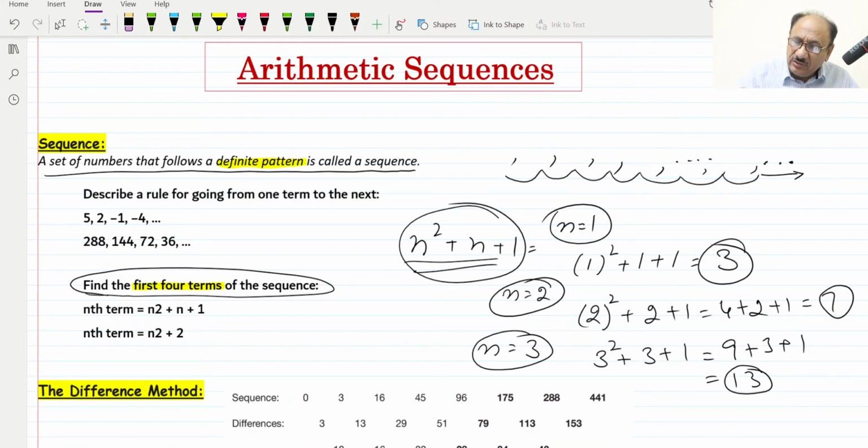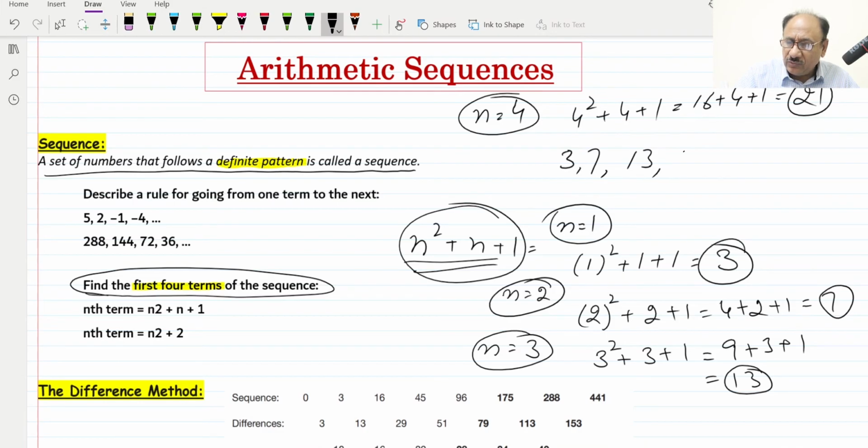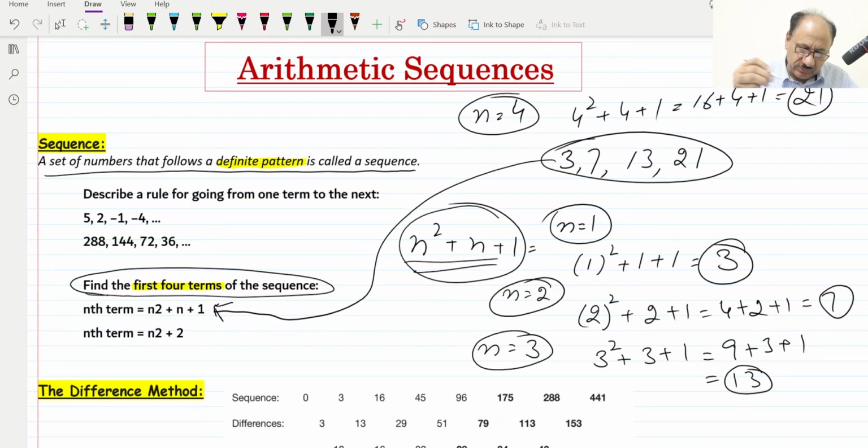After finding this third term, we can write down the fourth term as well by the same process. N is equal to 4. We will replace in the given formula, and by replacing this one, we will get 4 squared plus 4 plus 1, and this will be 16 plus 4 plus 1, which is 21. So if we write the first four terms, first term was 3, second term is 7, third term is 13, and fourth term is 21.